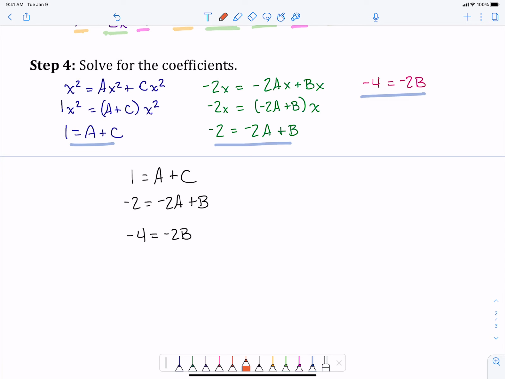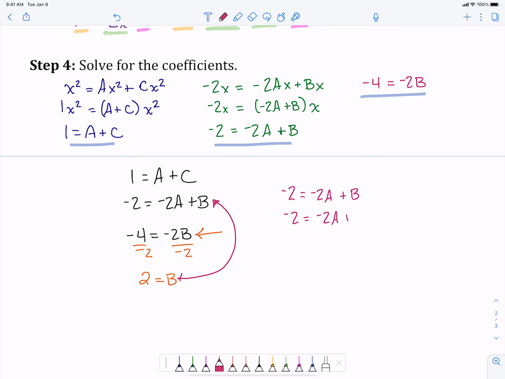So I'm going to take this first equation right here that only has b in it, divide both sides by -2, and get that 2 is equal to b. So like we're a third of the way there already. And now we can use this and plug it into the second equation because -2 is equal to -2a plus b. So -2 is equal to -2a plus 2 because b is 2. Maybe we'll underline that with a highlighter. So b is 2.